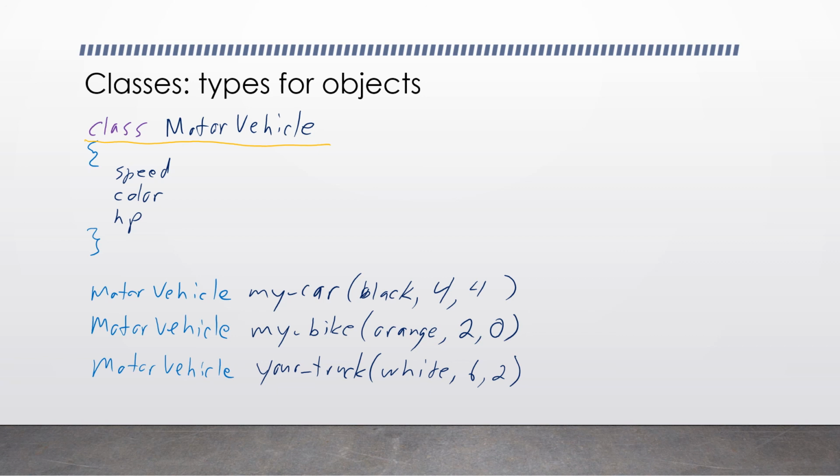And they'll all have similar behaviors. They'll all have methods. We call a function that's applied to an object a method. They'll have methods like drive and park and that sort of thing.